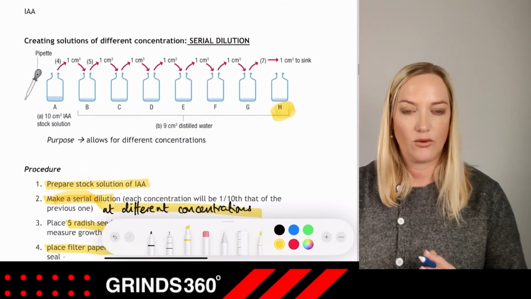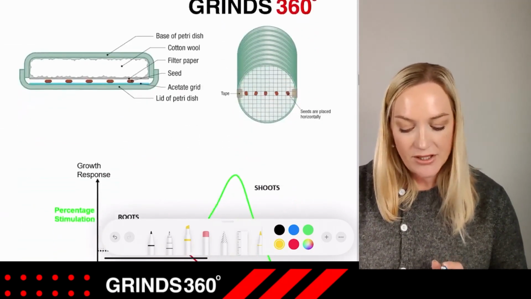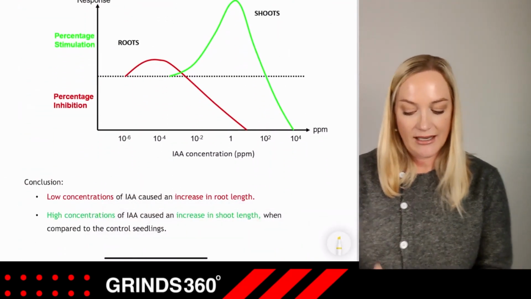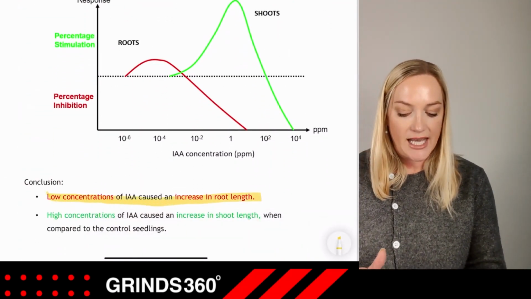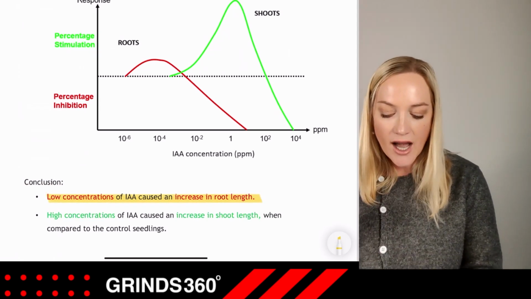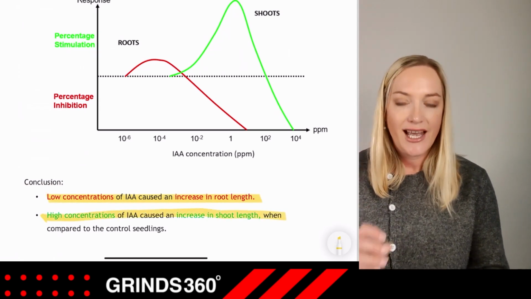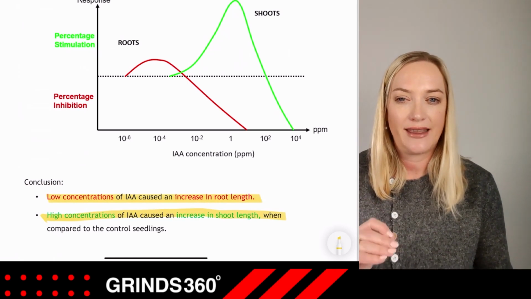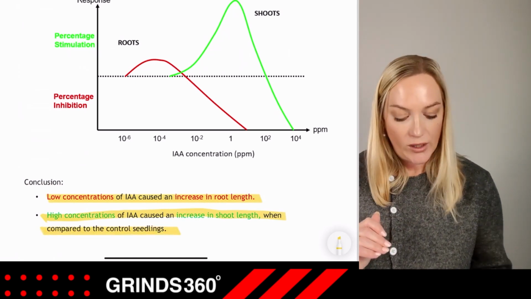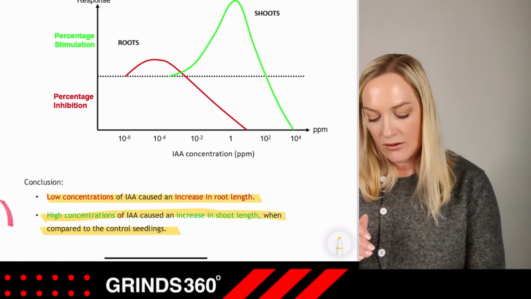At the end of this is your control. It's just got water. Now we have to be able to interpret this graph if asked. We can see here at low concentrations of IAA, there is an increase in root length. At high concentrations of IAA, there is an increase in shoot length when compared to the control seedlings. We need to know this conclusion.